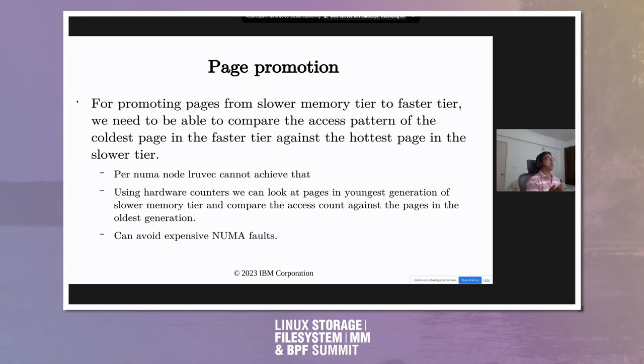Essentially what we want to do for page promotion is pick the pages from the youngest generation in the slow memory, because that's the hottest page there, and compare that hotness with the hotness of the oldest generation where I'm moving, right? There's no point in moving a hot page to a DRAM node if that movement costs a replacement of a hot page there, right? So we need a relative comparison between the hotness of a page from one NUMA node to the hotness of a page in another NUMA node, and LRUVEC doesn't help you achieve that, right? The current reference-bit-based approach only gives you relative hotness of pages within an LRUVEC.